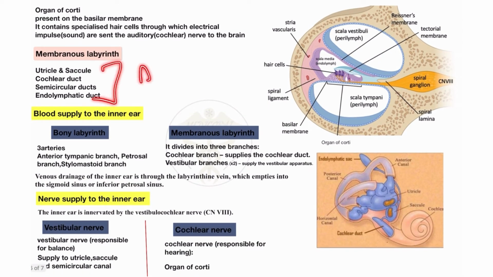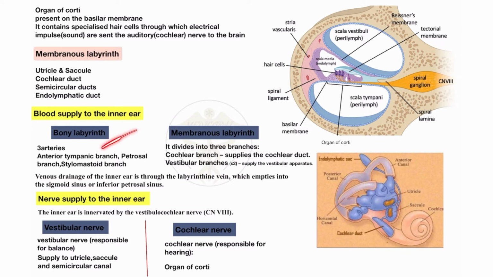So these are the parts of the membranous labyrinth: the endolymphatic duct, the cochlear duct. The endolymphatic duct is a part of the membranous labyrinth. So the membranous labyrinth contains the utricle and saccule, the cochlear duct from the cochlea, the semicircular duct from the semicircular canal, and the endolymphatic duct. This is a very important part of the membranous labyrinth. Now, blood supply to the inner ear. Blood supply to the inner ear occurs by two parts.